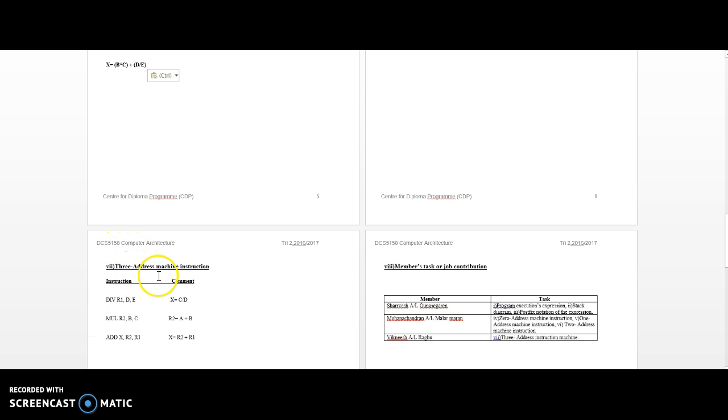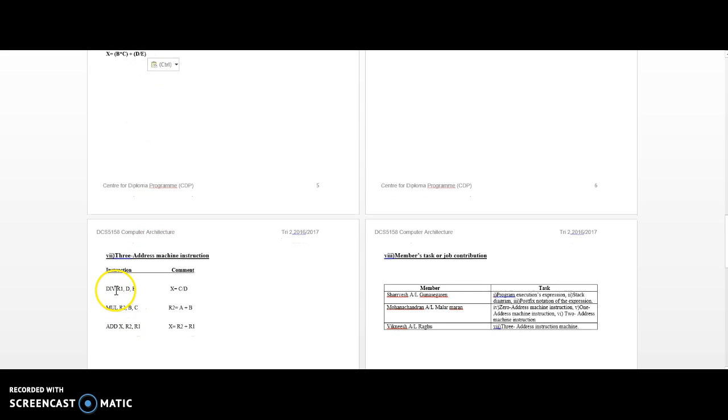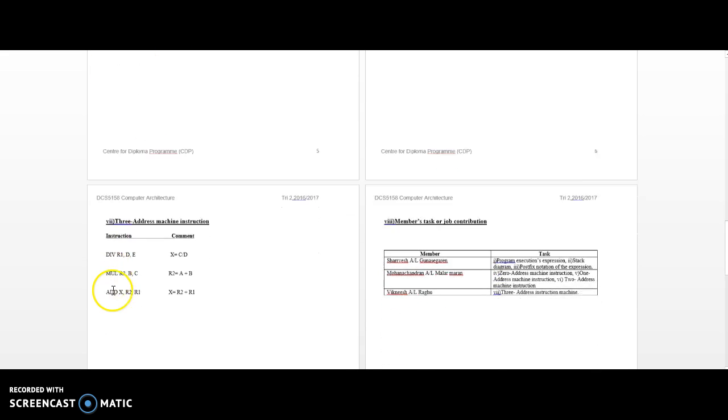Finally we have our three address over here. Three address is shorter compared to the other addresses. Here you write divide R1, D and E, which you can see in this bracket, because this is our R1. And then you write multiply R2, B and C, you follow this bracket. And then you add X, which is our equation: add X, R2 and R1. And that's it, there we got our three address. It's very simple. Okay, thank you.